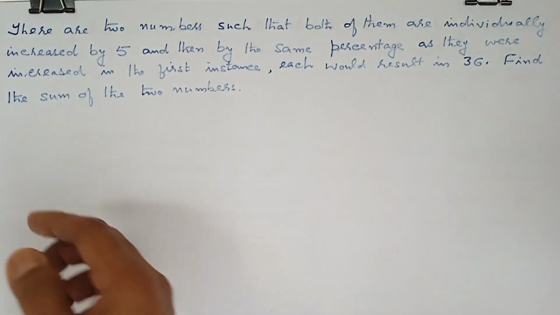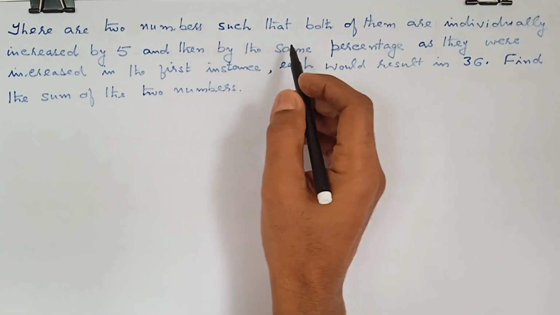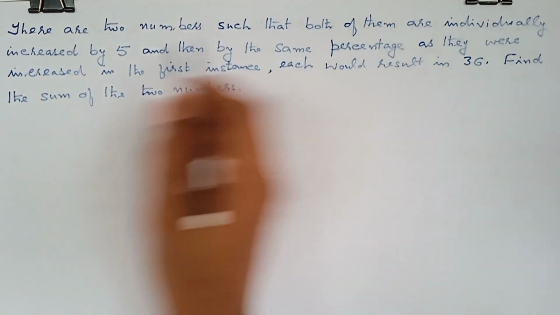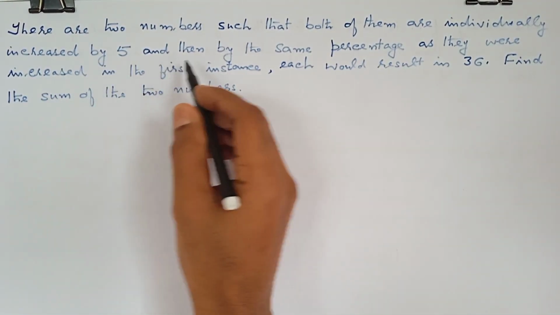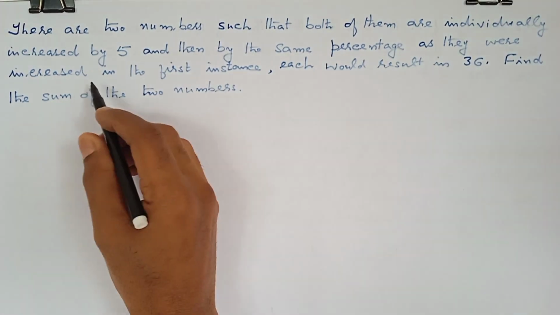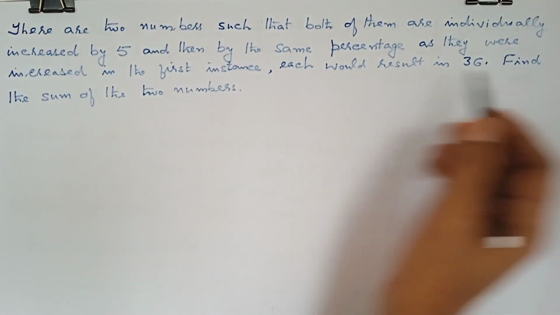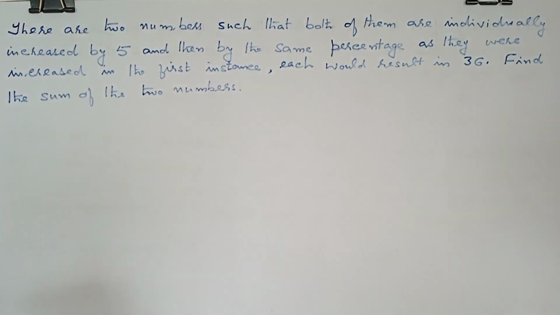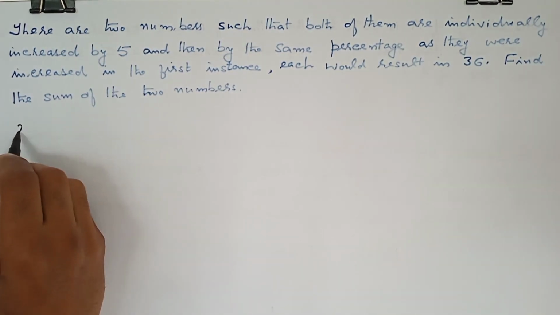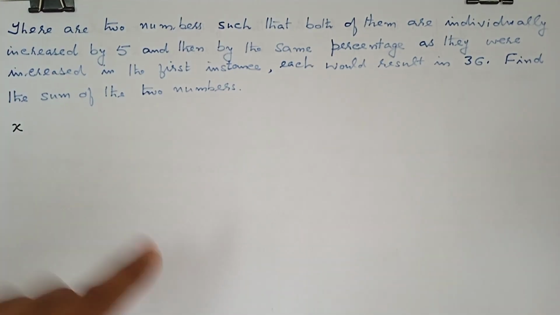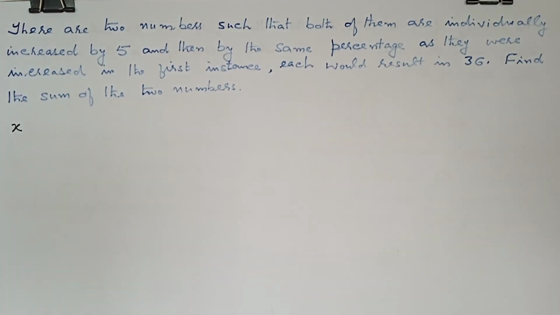The next problem is this. There are two numbers such that both of them are individually increased by 5 and then by the same percentage as they were increased in the first instance. Each would result in 36. Find the sum of the two numbers. Let x be one such number. There are two numbers. We take one of them as x.